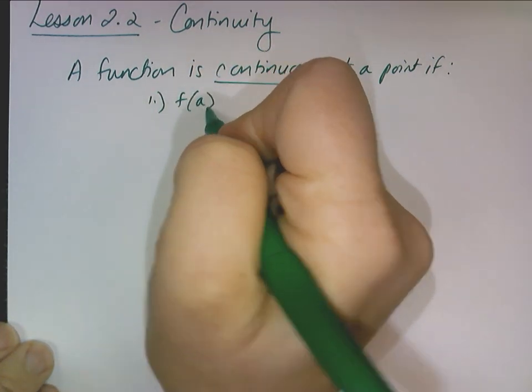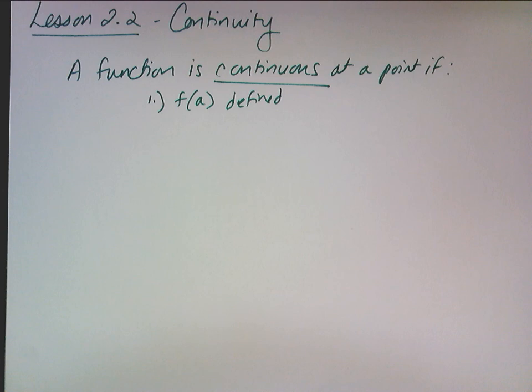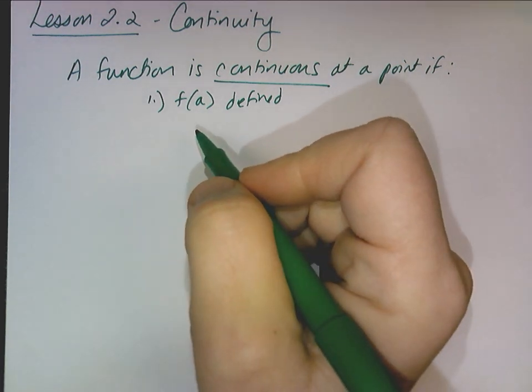f(a) has to be defined, meaning they're going to give you a point. Is the function continuous at 3? How do I know it's defined? Plug in 3. If you get out an answer, you're defined. If you don't get out an answer, you're not defined. How would I not get out an answer? Well, you would have a square root of a negative number or something like that. That doesn't exist, okay?